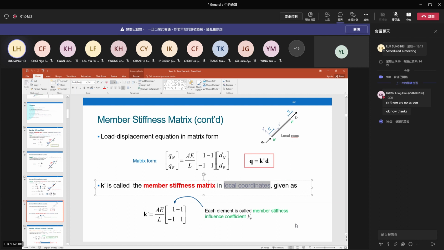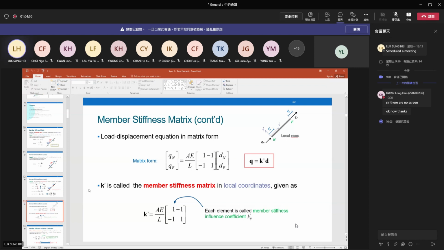What is the local coordinate system? If you forget, you may take a look at the picture. The local coordinate system is denoted by x prime, y prime. X prime is always along the member length. That's why we call it local to the member. We derive this matrix based on the local system. This one is relatively simple.